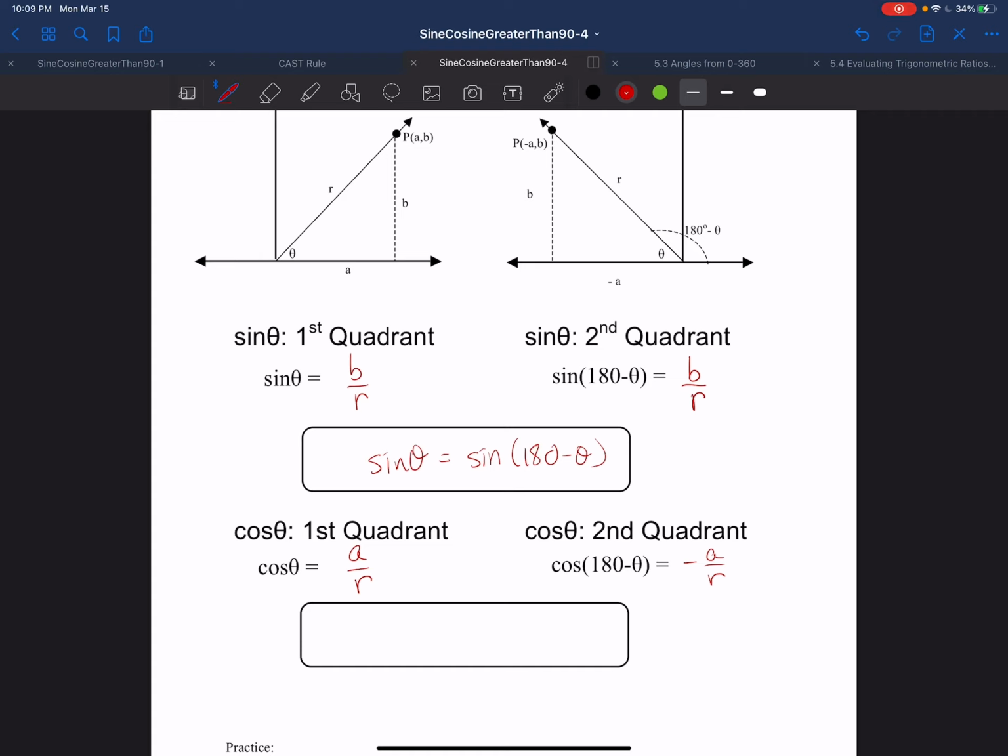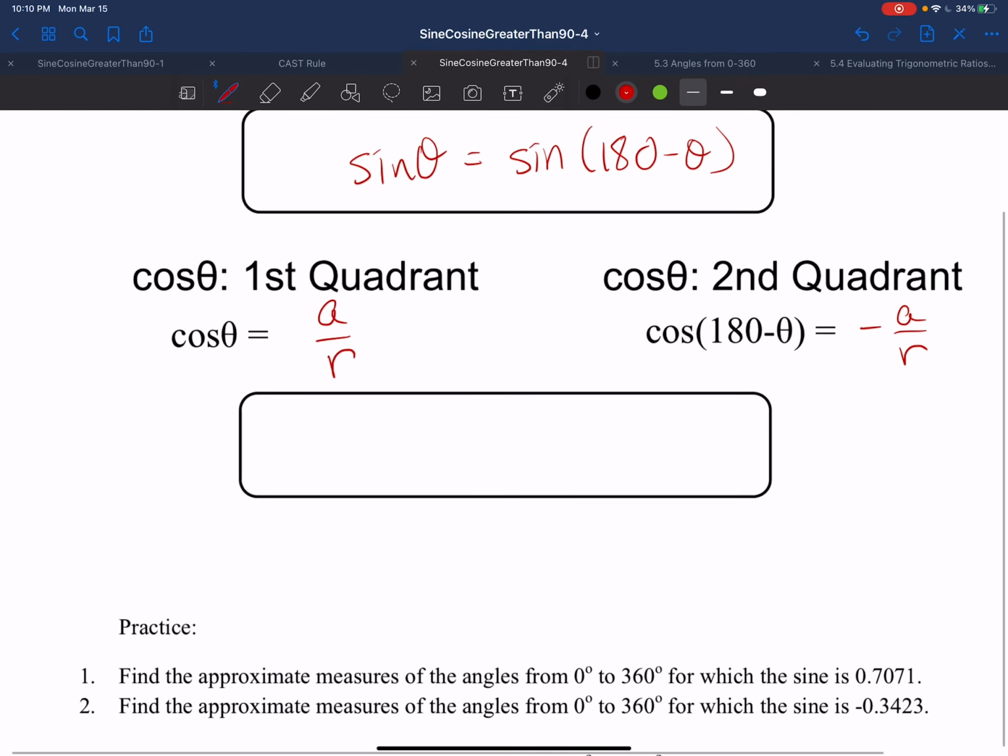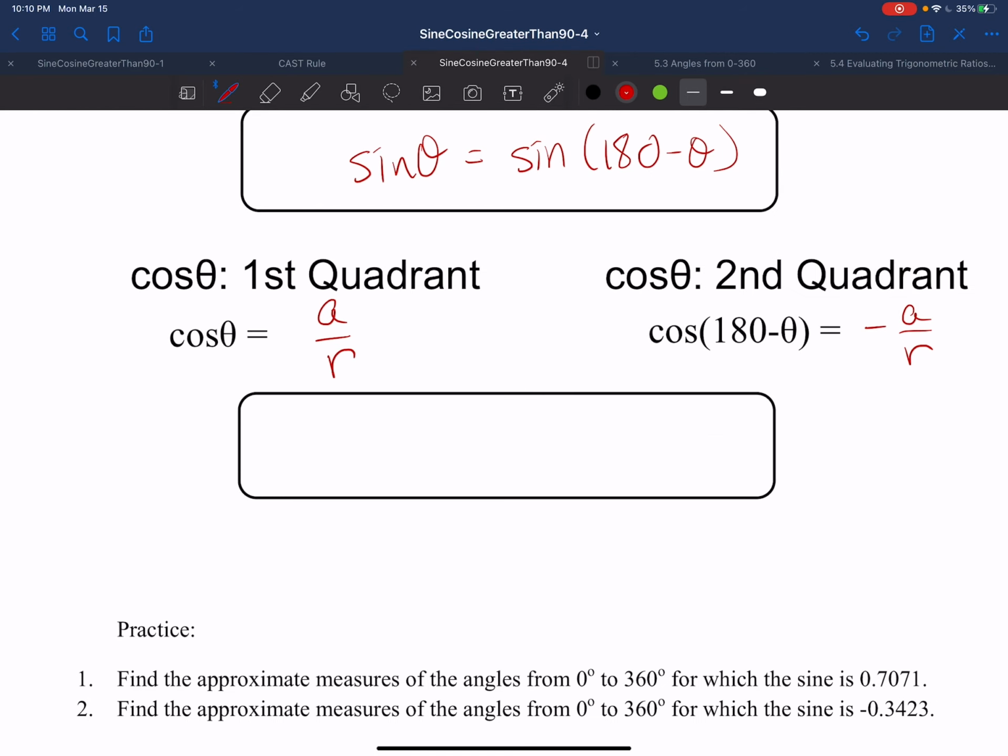Now, if we chose a cos value in the second and the fourth quadrant, then we'd see that they're equal. And that's also coming up in other lessons. So in this case, they're not equal to each other, but we could say that the negative of cos theta would be equal to the cos of 180 minus theta.